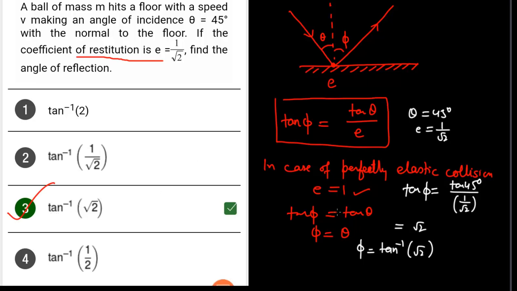Now I'm going to show you how this formula comes about. If this is a surface and a ball comes and collides normally to it, and its speed is u and the coefficient of restitution is e, when it returns back, its speed, the velocity of separation, will be e into u. One has to keep this in mind.